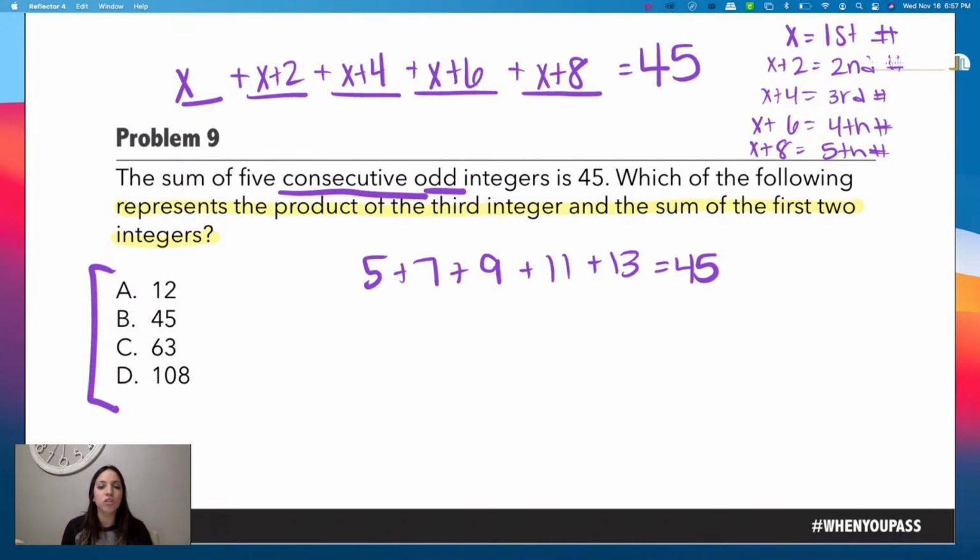Could I solve it algebraically? Absolutely. I could sit there and add all the x's. 5x plus 20 equals 45, and I would get x equals 5.